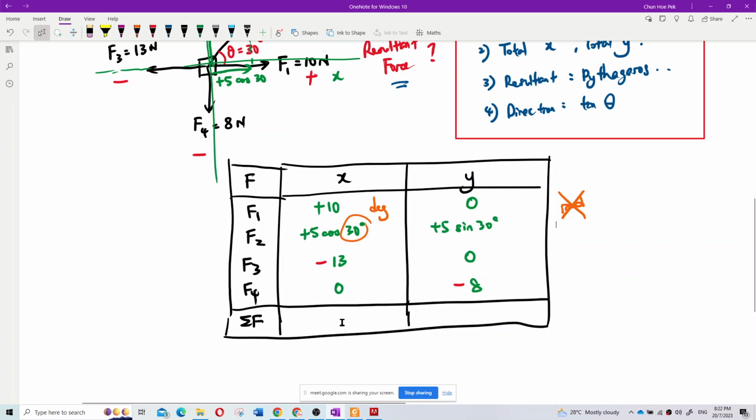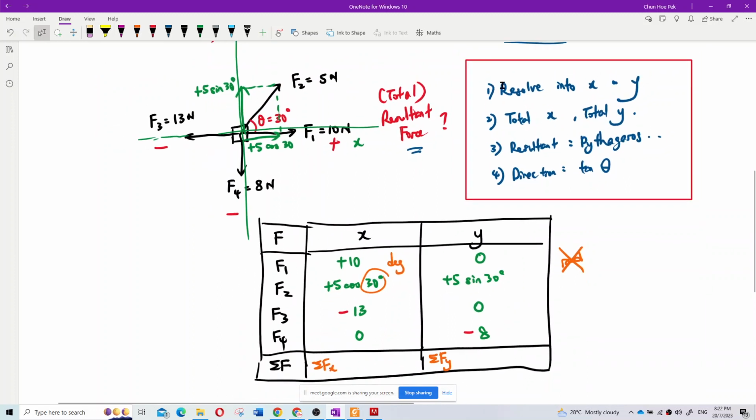We want to find the total Fx and total Fy. We are at the second step already. Just now we have resolved into x and y components. Now we want to find the total x component and total y component. Someone, can you please help me to total up and give me the answer here? What is total Fx? And what is total Fy? Someone help me, come on.